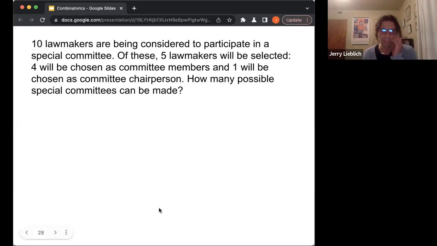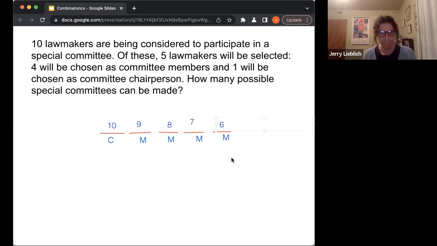Okay, so we're choosing 5 people total. We have 1 person who's the chair, and the other 4 are members. So again, that labeling step becomes really important here. Then I fill in the number of options I have for each of these. And it doesn't matter whether I put the chair here at the front or at the back, because ultimately multiplication is multiplication. These numbers are all the same. It doesn't make a difference.